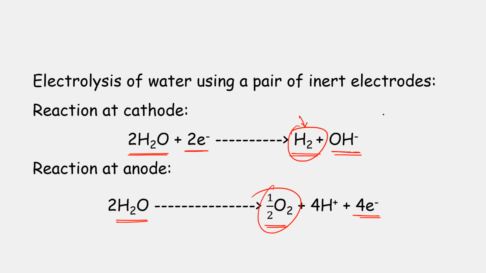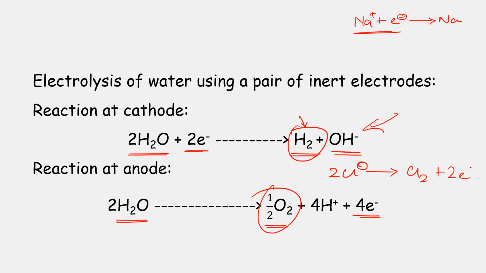Now these two reactions will also be taking place along with the reaction of sodium positive plus electron giving sodium metal. Now the competition will be between this reduction and this reduction. And for the anode, we have the oxidation, that is 2Cl negative giving Cl2 plus 2 electrons, right? So we will have a competition between the oxidation of H2O and the oxidation of chlorine.